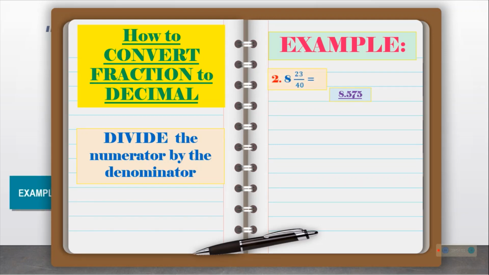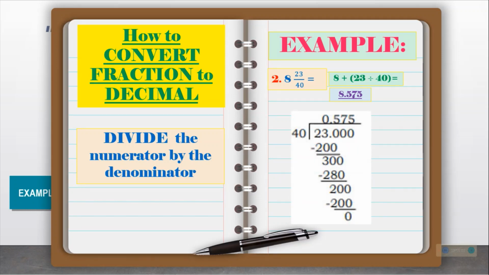8 and 23 over 40, that is a mixed number. So, meaning 8 plus 23 divided by 40 is equal to 8.575. So, meaning, we will divide only 23 and 40. So, 23 divided by 40 cannot be, so we will put there 0. Then, mag-a-add tayo ng another 0 here. So, magiging 230 divided by 40, that is 5.